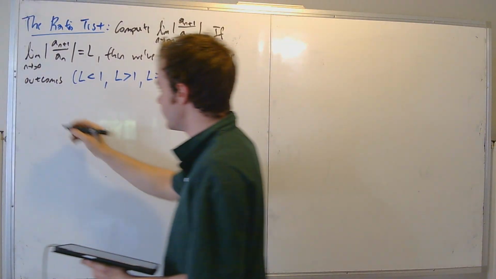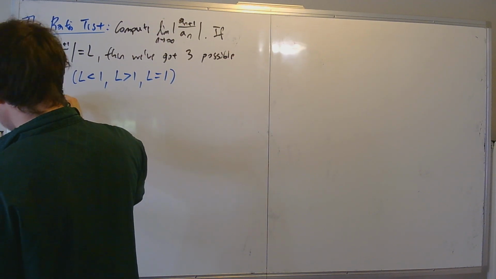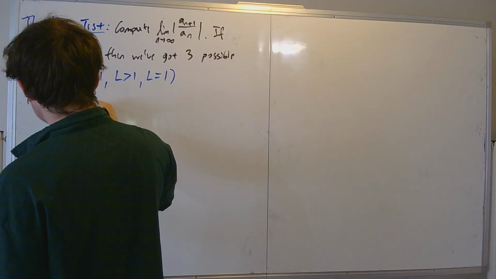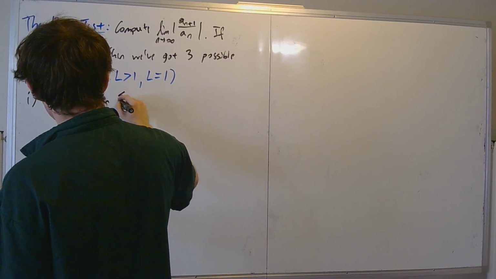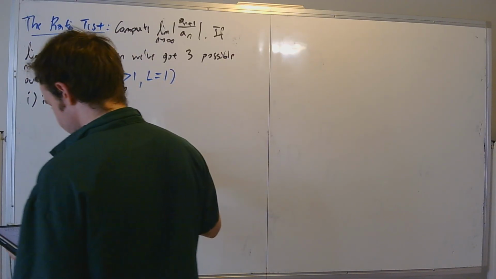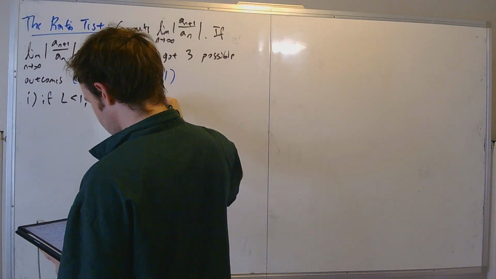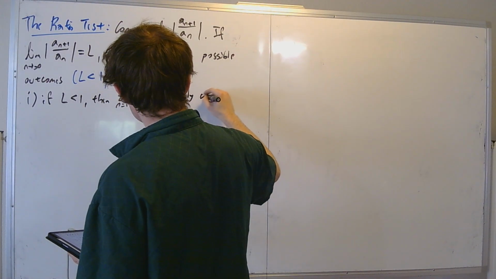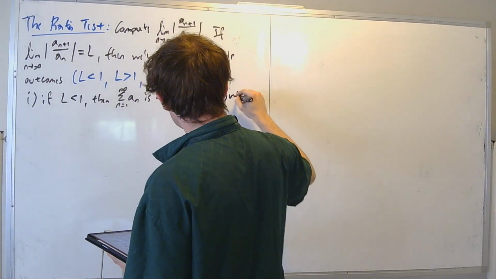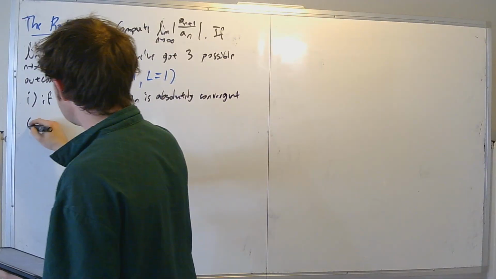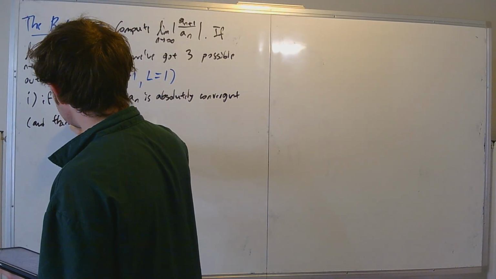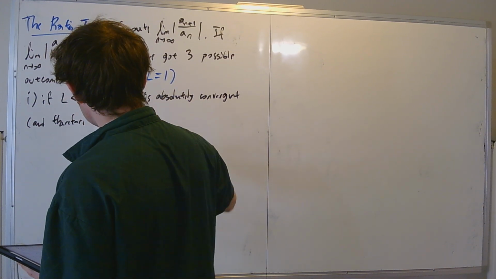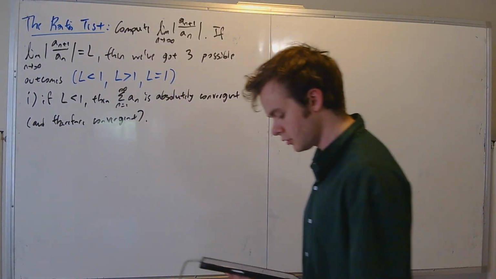So case number 1 is going to say if L is less than 1, then the sum from n equals 1 to infinity of a_n is absolutely convergent, and therefore convergent. So that's a very good case for us.